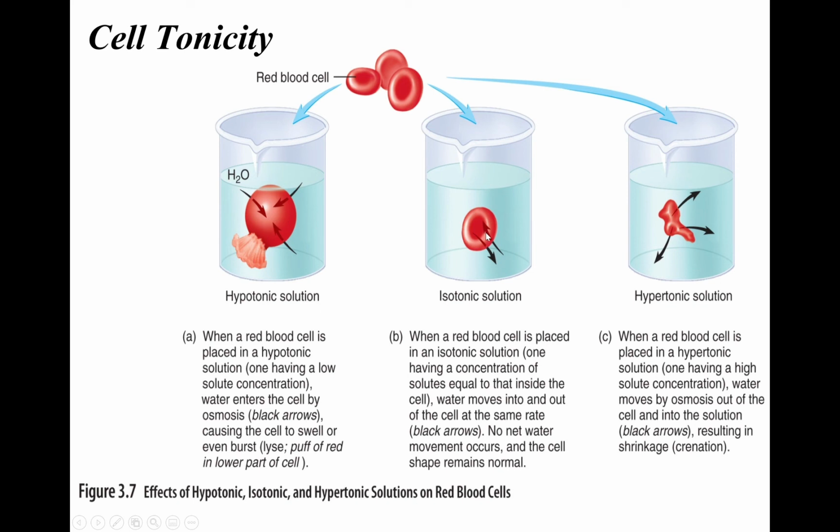This is a red blood cell in an isotonic solution. Nothing's happening to it because there are equal amounts of solutes in and outside the cell. And then here's the hypertonic solution, where there's less water outside, so water is going to leave the cell and make it shrivel up. We're going to do an activity in class with potatoes, sections of a potato, where you can definitely see the difference as to what happens when you put those pieces of potatoes in the different tonicity solutions.